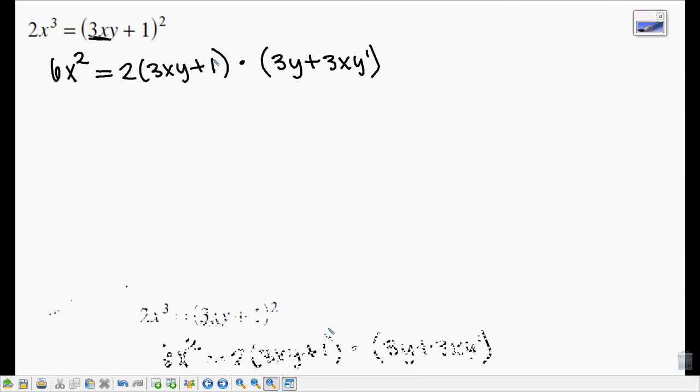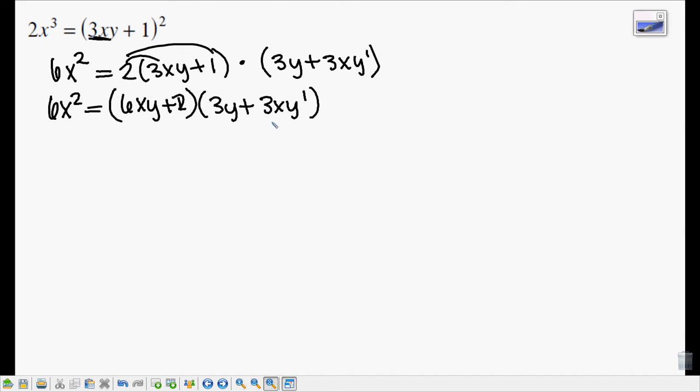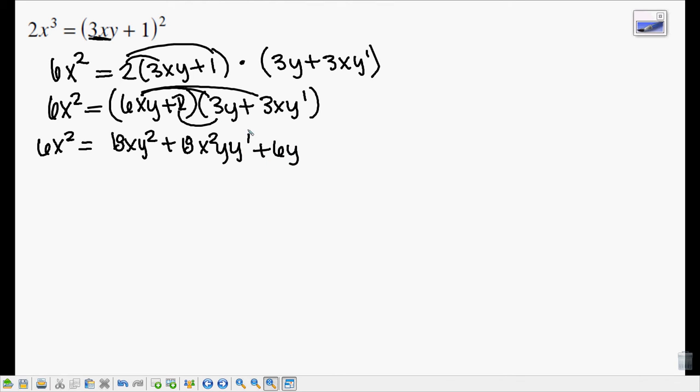Okay, so I'm going to have to do a lot of distribution because I've got to be able to isolate that y prime term. So I have 6x squared. I'm going to go ahead and distribute this 2 first, which will give me 6xy plus 2 times 3y plus 3x y prime. Okay, so you're going to multiply binomials like you always have, distributive property. So I'm going to have 18xy squared plus 18x squared y prime. 2 times 3y is 6y, and 2 times 3x y prime is plus 6x y prime.